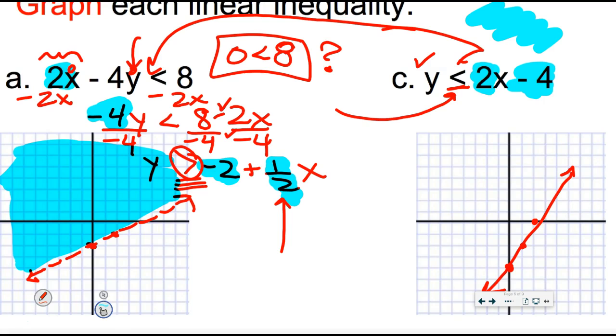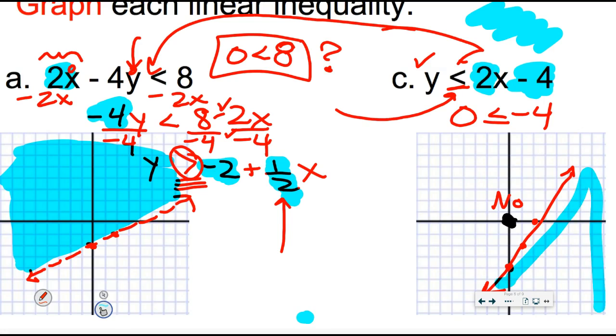Then you're going to test 0, 0. So I'm going to go take that point. I'm going to ask myself, is 0 less than or equal to a negative 4? And that's not true. Right? So then, since this one was a no, where do I shade? Down. Down. Excellent.